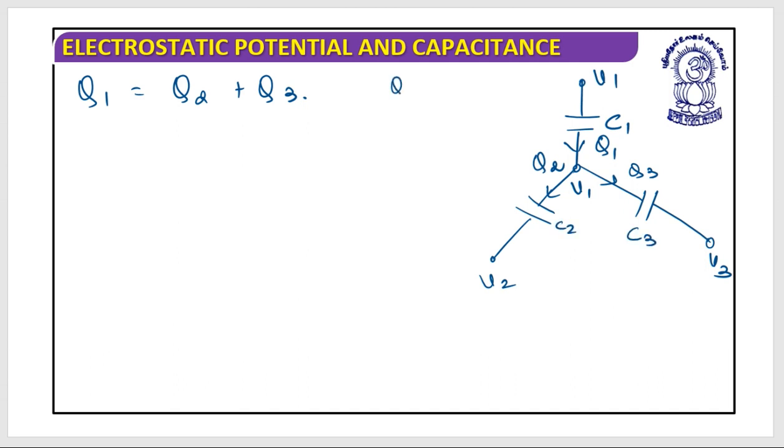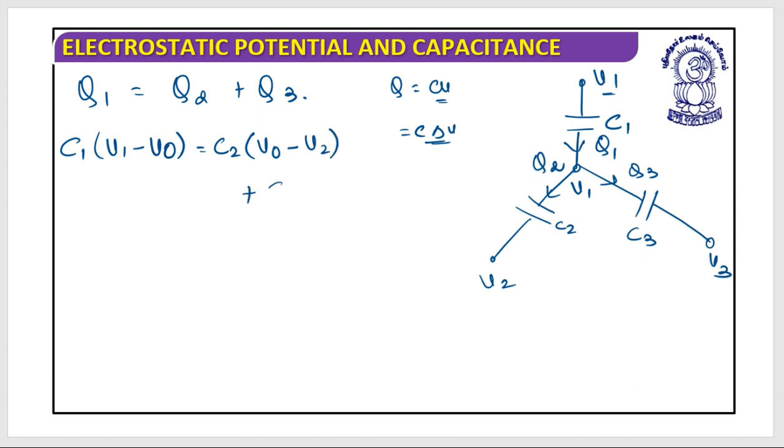Now what I know is that Q is equal to CV. Ideally it is C into delta V. Let us assume that V1 is at higher potential. So what I can write is C1 multiplied by V1 minus V0, that is equal to C2 into bracket V0 minus V2, plus C3 into bracket V0 minus V3.